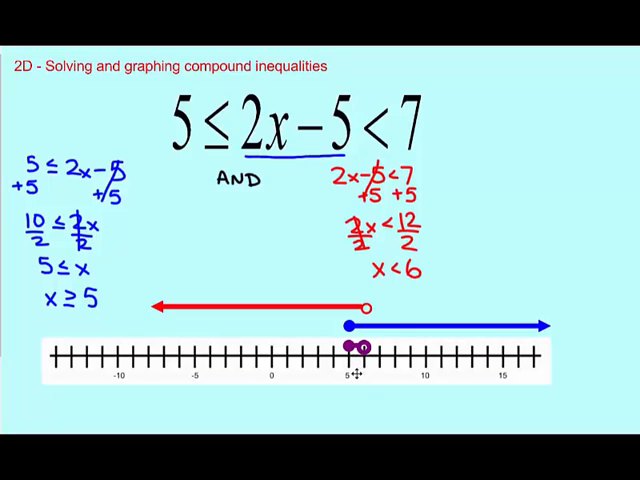Please make sure when you are solving this on the test that you only show this final graph. I've used the red and the blue to help you in your understanding of where that intersection is. But on your test, please make sure that you only show that final graph.